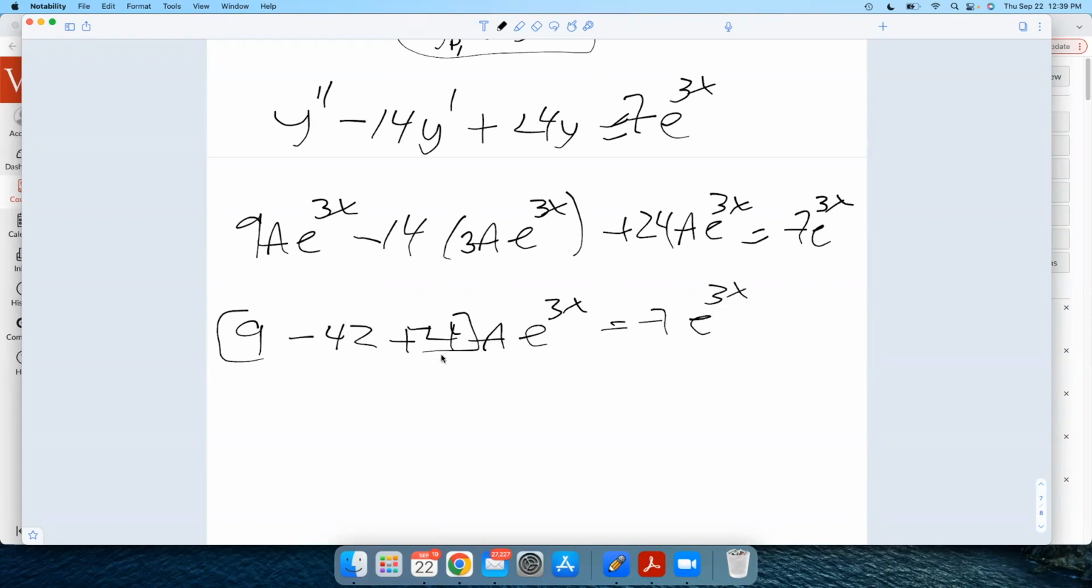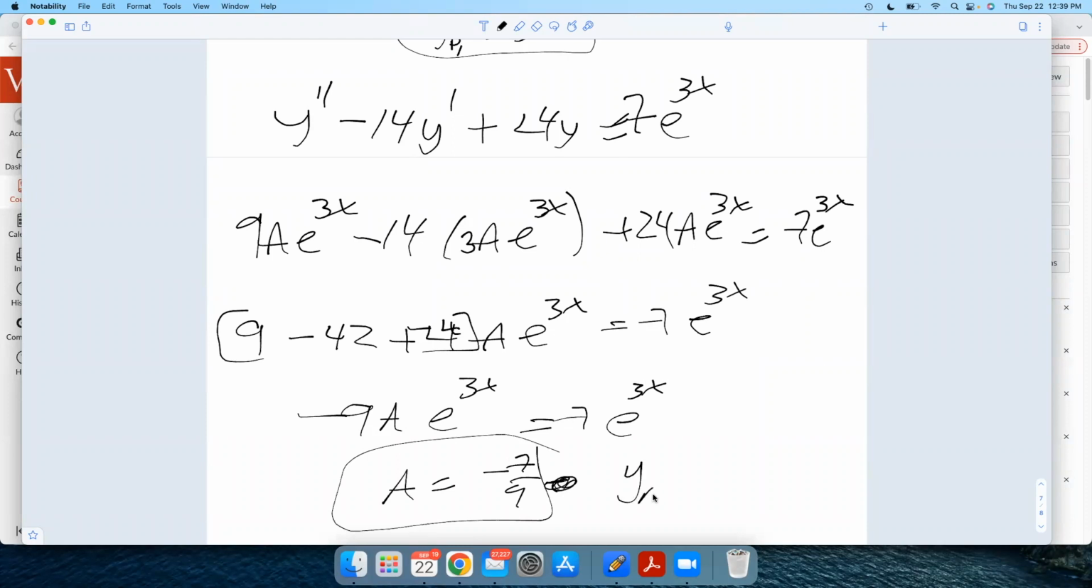And you guys check my arithmetic here. I'm doing all this in my head, so if I mess up the arithmetic, don't get mad at me. Let's see, that would be 33 minus 42. I think that's -9. Again, the point of this problem is to show you the process, so definitely forgive me if my arithmetic is wrong. So then a, I think, would be -7/9. So yp1 will be -7/9 e to the 3x. Okay, then we got this other guy.